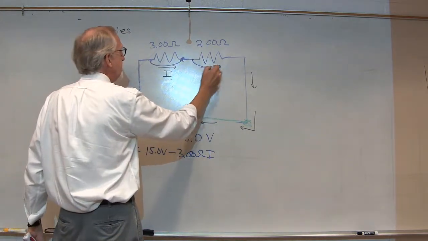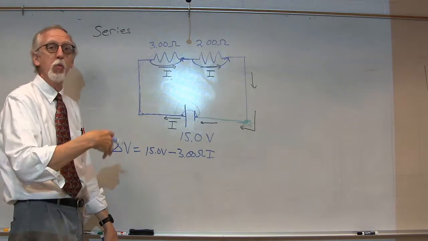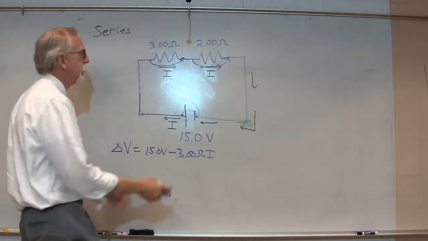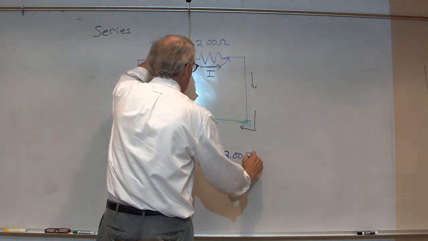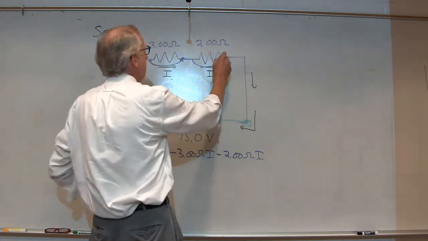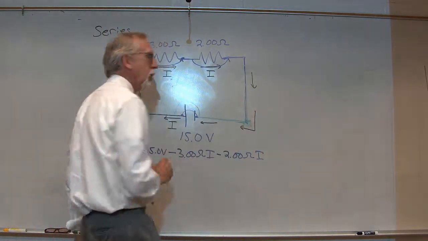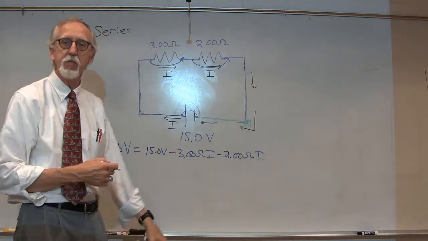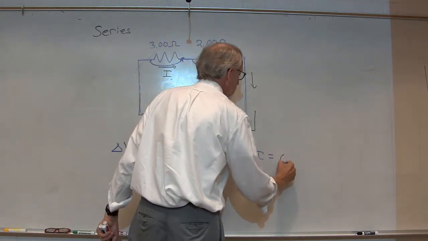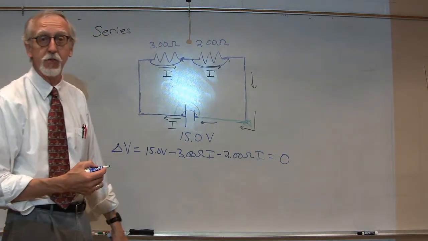Then we come along, we jump across the 2 ohm. Again, we're going with the current, that's going to be a voltage decrease, Ri, so minus 2 ohms I. And then we get back to where we started. We've gone around a closed loop. All the sum of the changes in the voltage has to equal 0 according to Kirchhoff's loop rule.